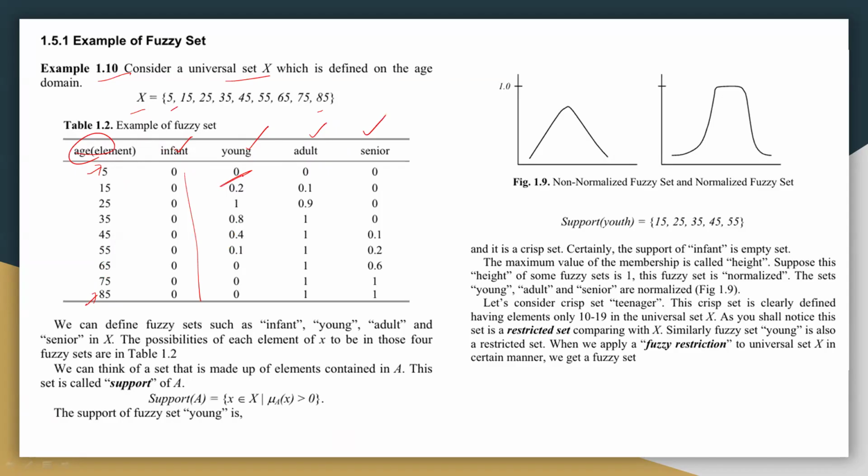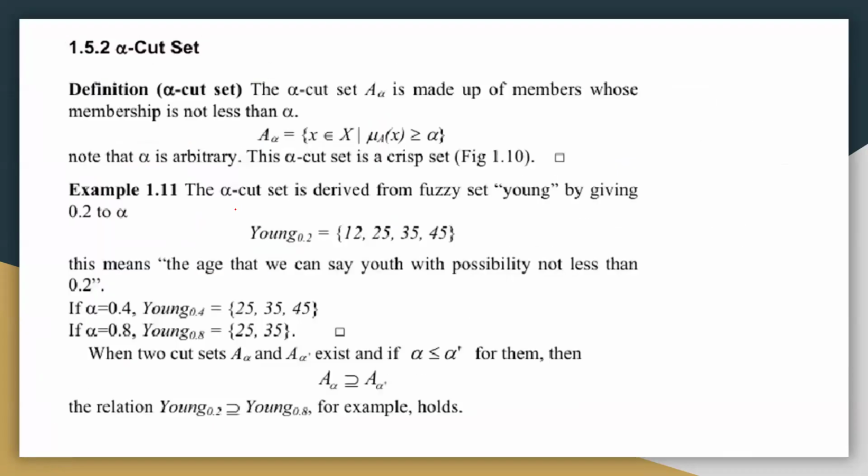Young, for age 5, the membership value is zero, but for 15, it is 0.2. For 25, it is complete membership, 1. For 35 it is 0.8, and it reduces, and so on. You can see adult also has some membership values. And for senior citizens, you have some membership values that go from here till here. The other age groups do not have any membership value. So this is a fuzzy set that has been described for the universe of discourse of ages from 5 till 85. Now, what is the alpha cut?